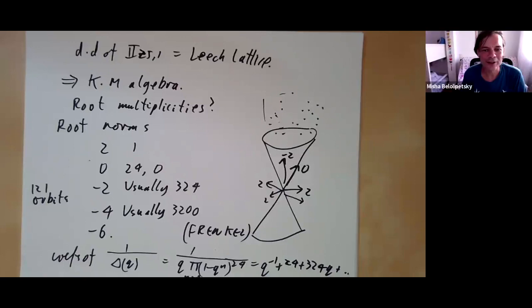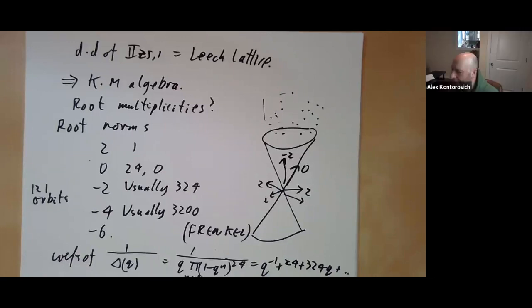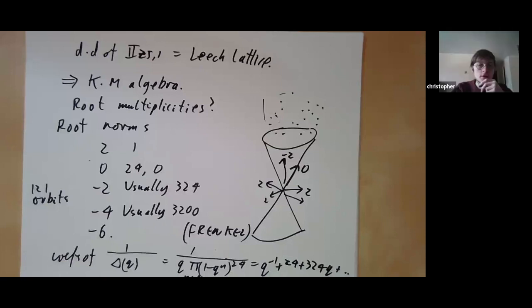Well, thank you. This is a question from Christopher. Do you want to unmute and ask it, or would you like me to ask for you? Yeah, I can ask it. Thanks. I was wondering, which lattices have deep holes at distance strictly less than 1?